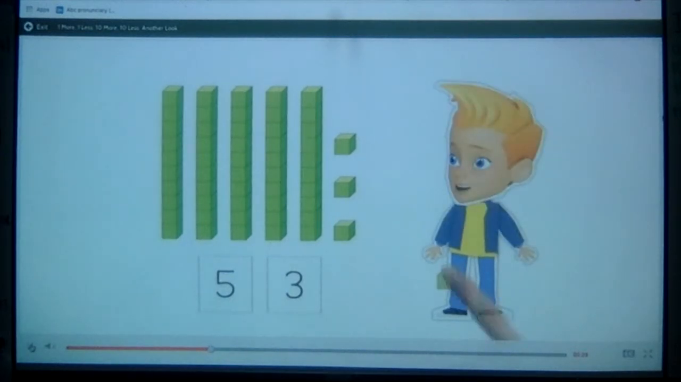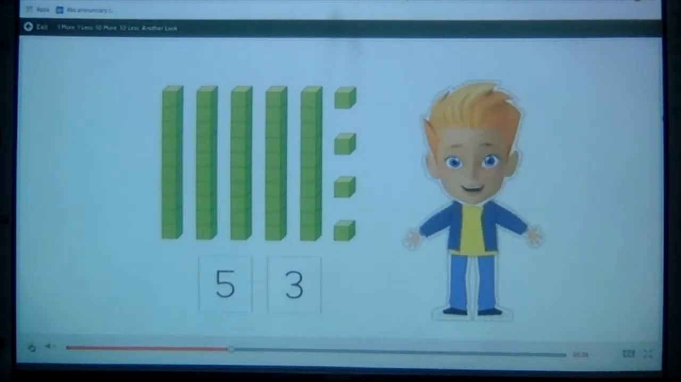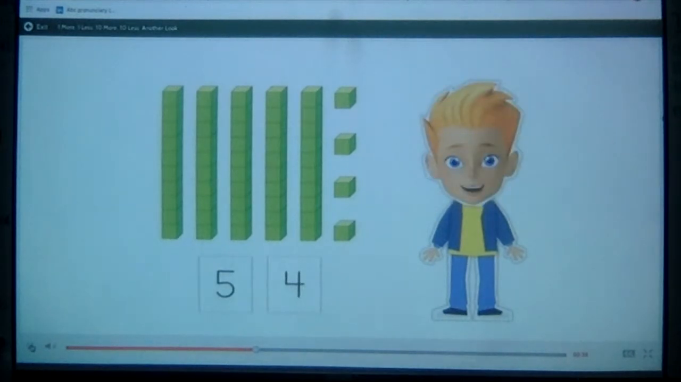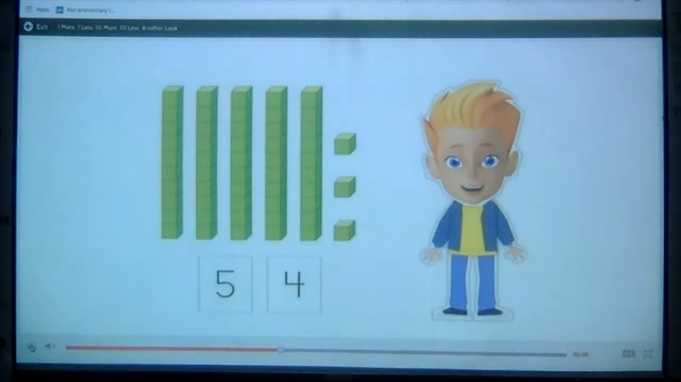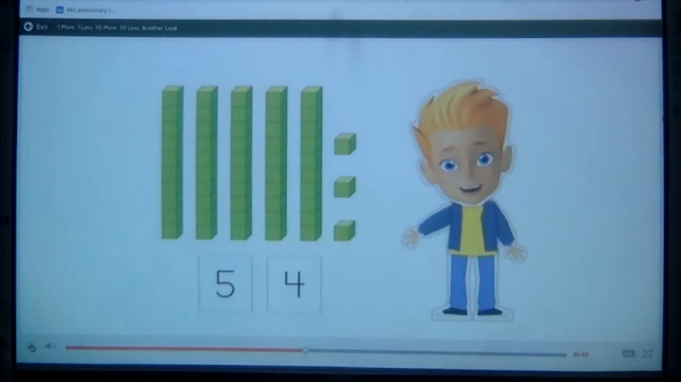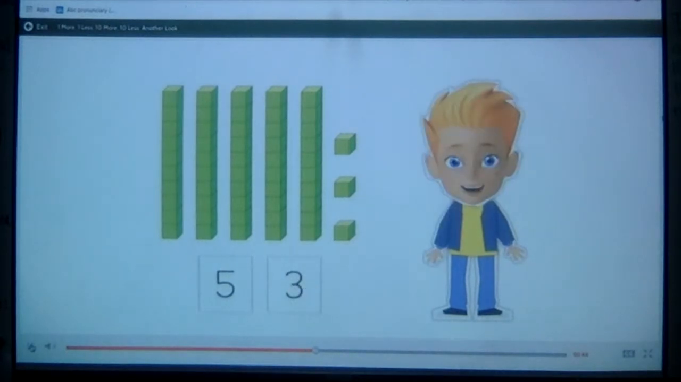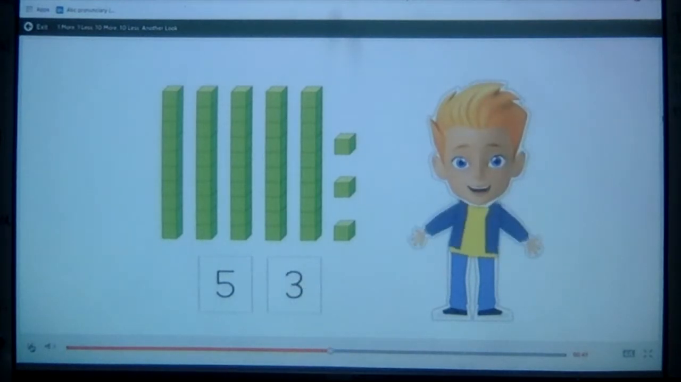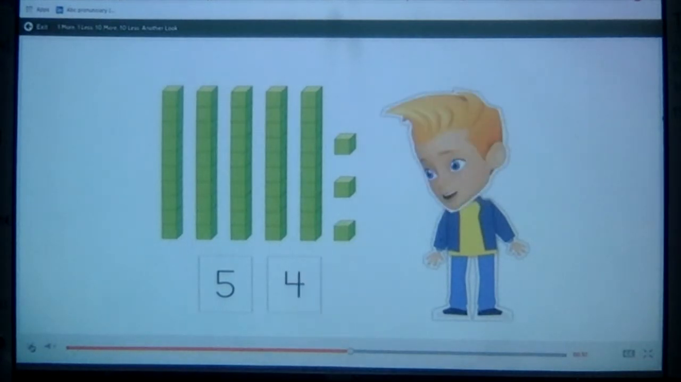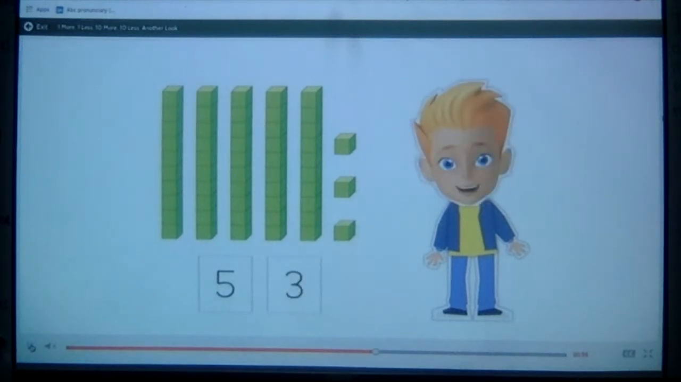Watch this. 1 more than 53 is... That's easy. 54. Yes, 54. Did you see that? The ones digit went up by 1. And if I take 1 away, 1 less than 54 is... 53. The ones digit goes which way? Down by 1. Very good, Alex. The ones digit is 1 more when we add 1 and 1 less when we subtract 1.